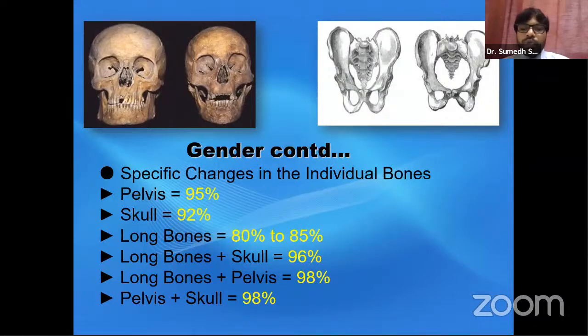If you are getting long bones, 80 to 85% correct assumptions would be there. Long bones plus skull goes to 96%, that is more accurate. If you are getting long bones plus pelvis, 98% accuracy is there, and pelvis plus skull again 98%. And if you are getting a complete skeleton, of course you are going for 100% accuracy to diagnose the gender of an individual.